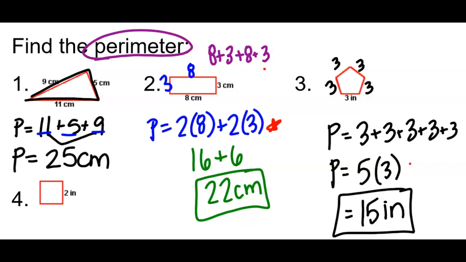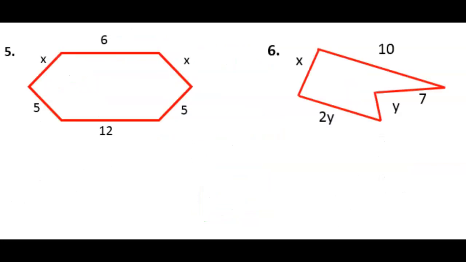Okay? So 5 times 3 is 15, and that would be my answer. Fantastic. All right. Let's look at something a little bit more complex. So number 5 has lots and lots of sides. I just need to add them up.